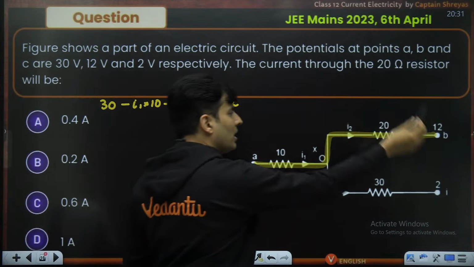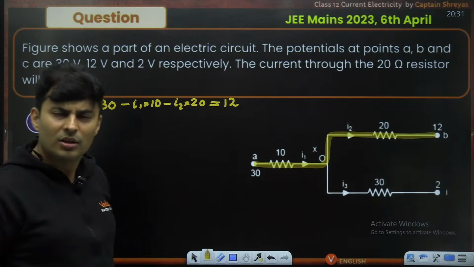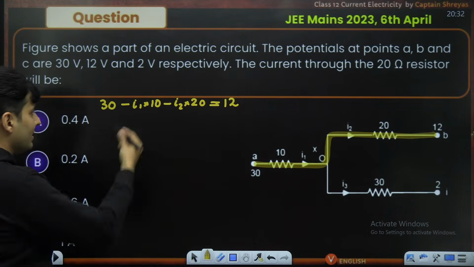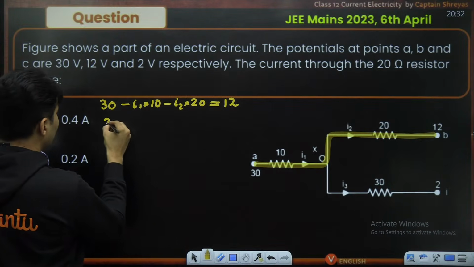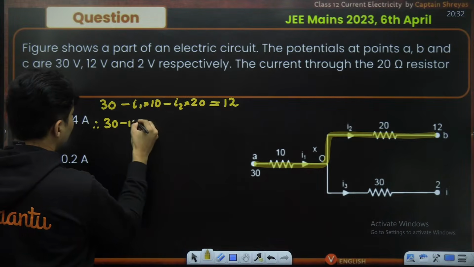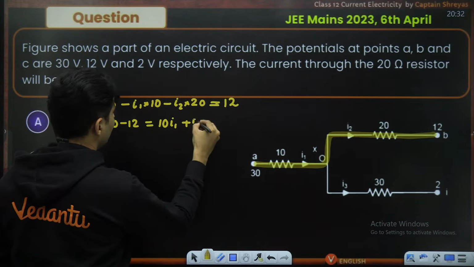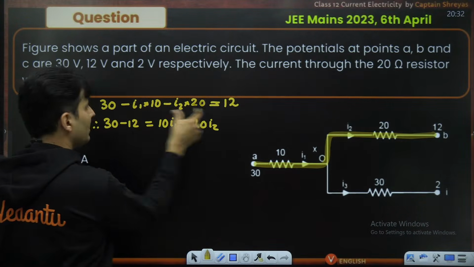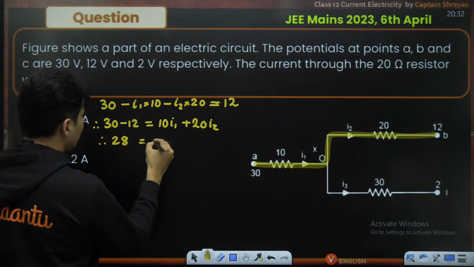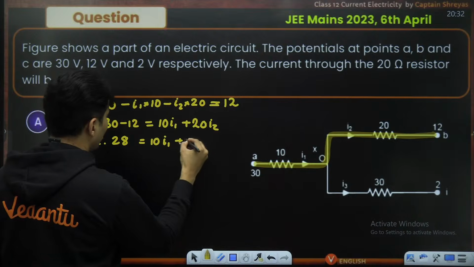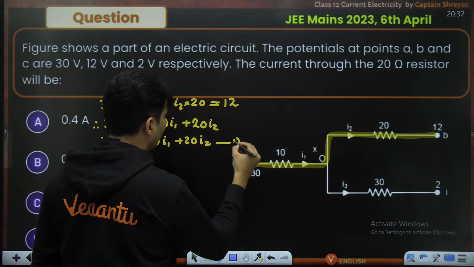Remember, I'm not going across a loop, but I'm going from a point to another point. You can still apply Kirchhoff's concepts of increase and decreasing of voltages. So anyways, if you take 12 over here, this will be 30 minus 12, which is nothing but 10 I1 plus 20 times of I2, because if these two go on the other side, they will become positive. So it will become 28 is equal to 10 times I1 plus 20 times of I2. So this is, let's say, equation number 1.